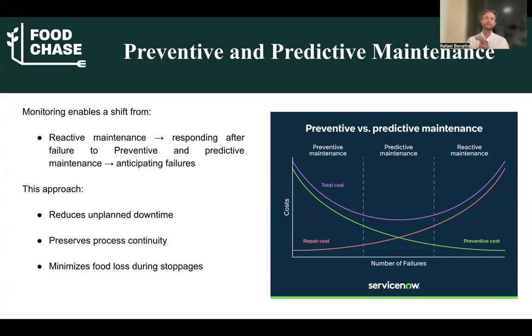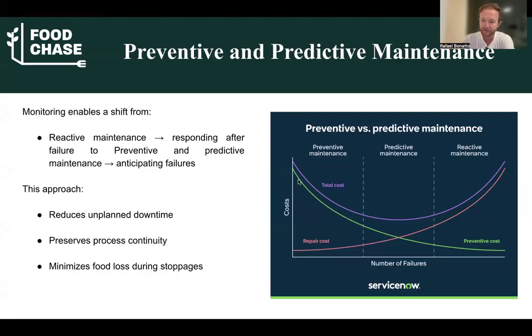This approach reduces unplanned downtime. I don't have to stop my line. Preserve process continuity. You have something flowing. And minimize food loss during stoppages. This graphic here just shows the difference between preventive versus predictive maintenance and compares to reactive maintenance.